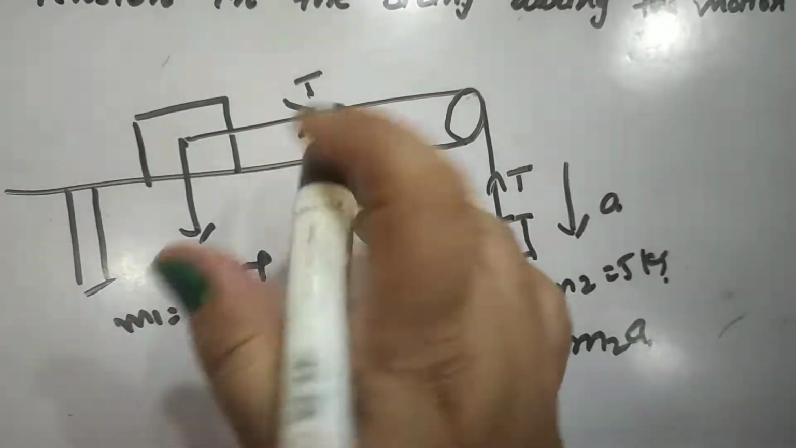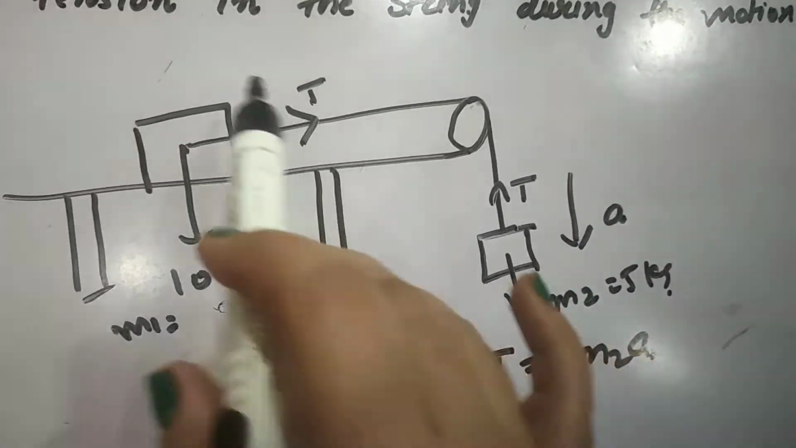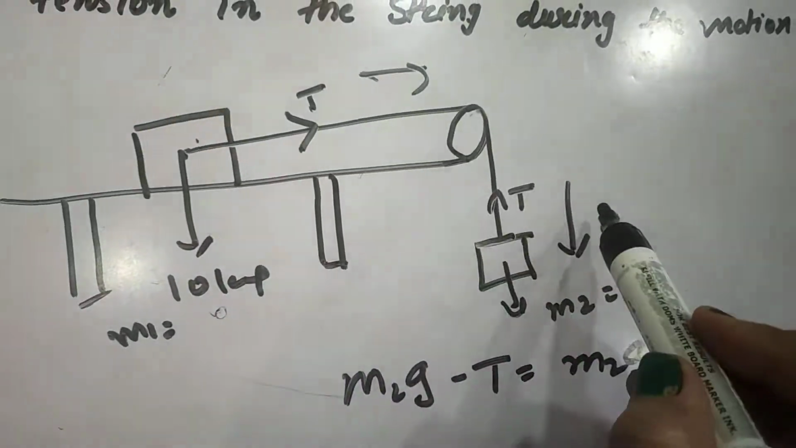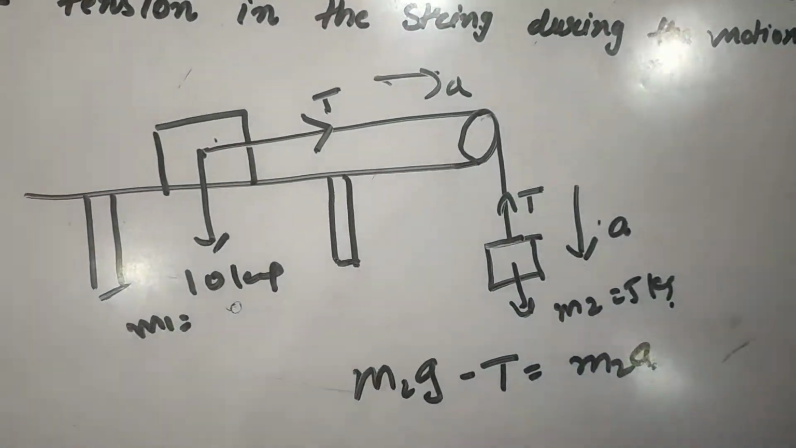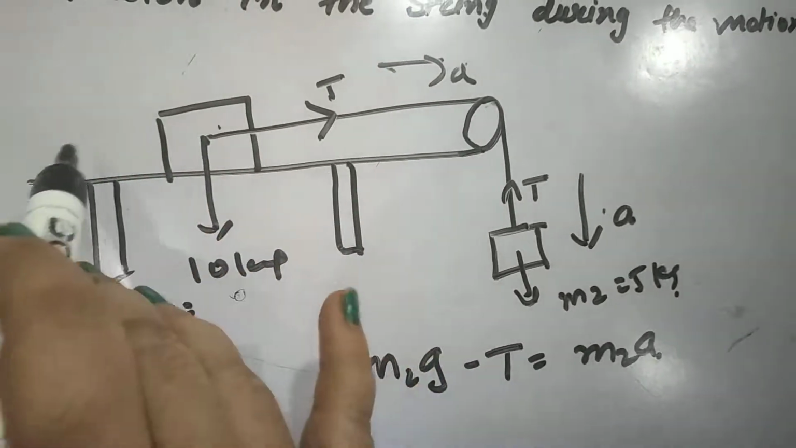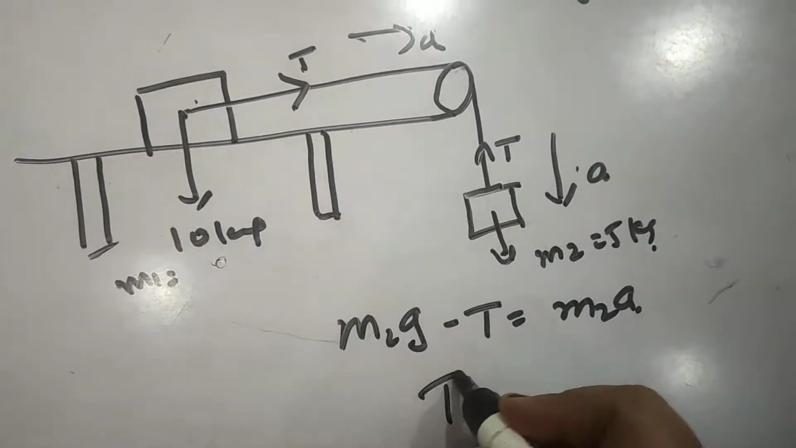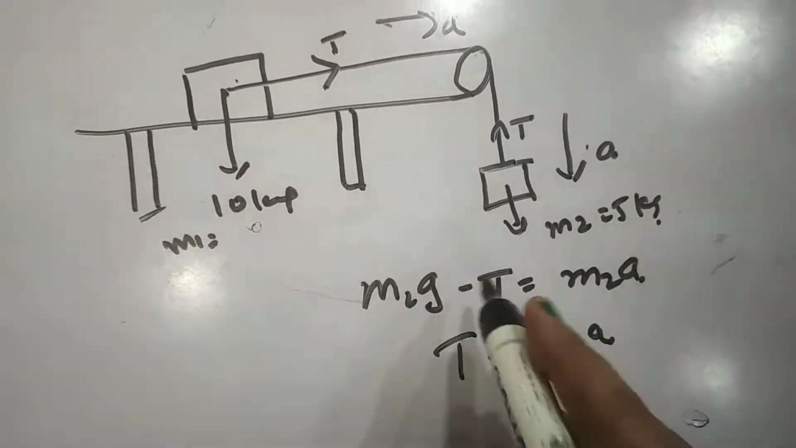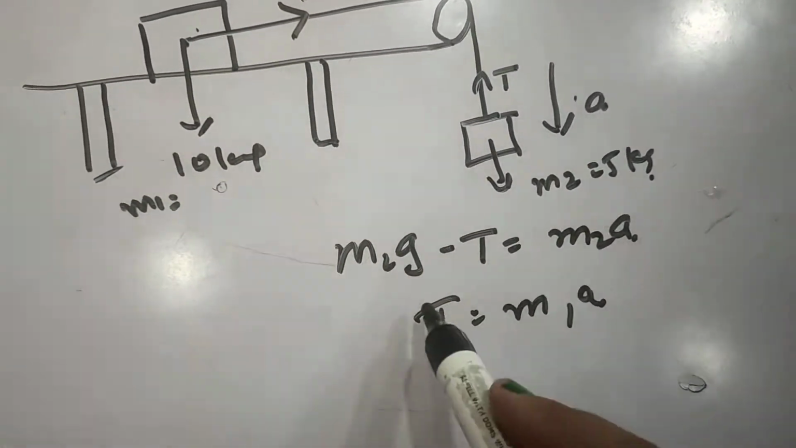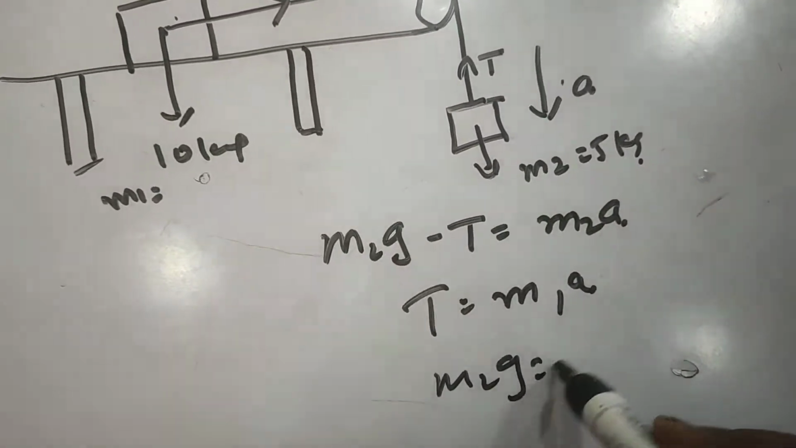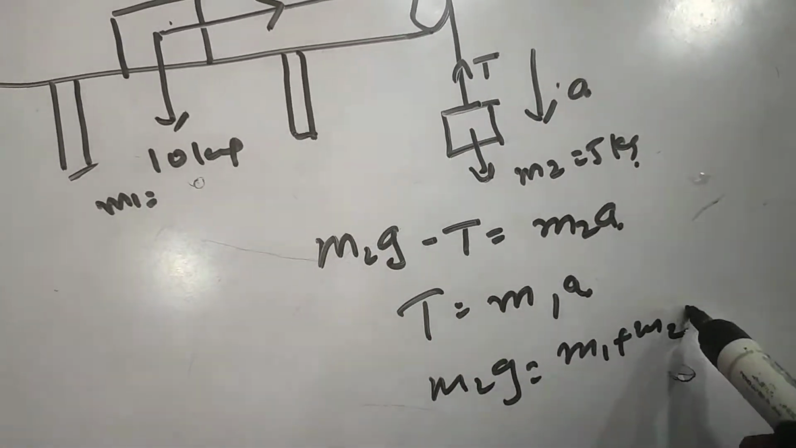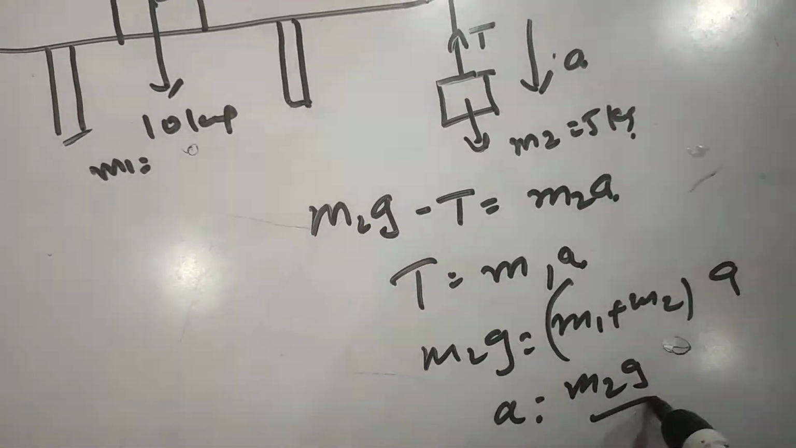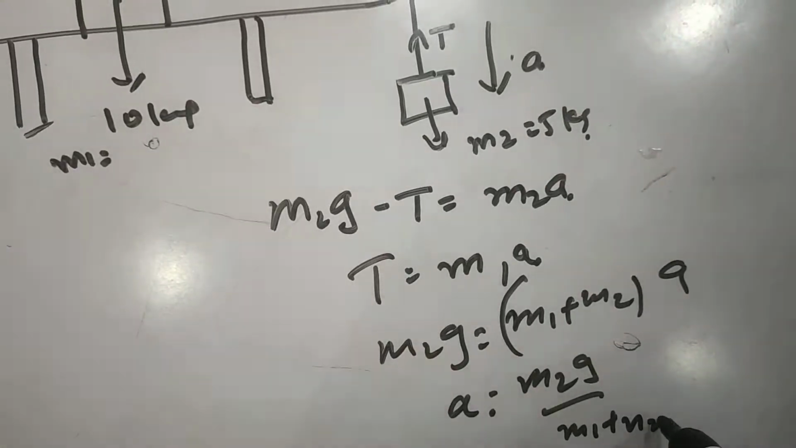And for this equation, since the body is the same and there is no other force acting on it, the acceleration produced in this box will be the same as the acceleration of this one. So in that case, since there is no other force, T is equal to m1a, right? So if we add these two, we get m2g is equal to m1 plus m2 into a, or we get a is equal to m2g divided by m1 plus m2.